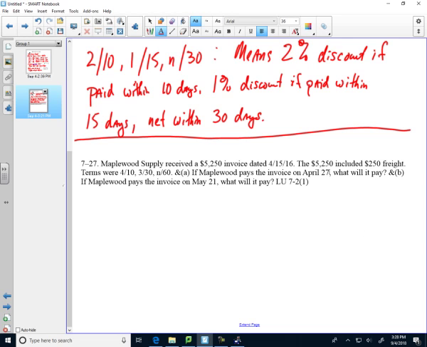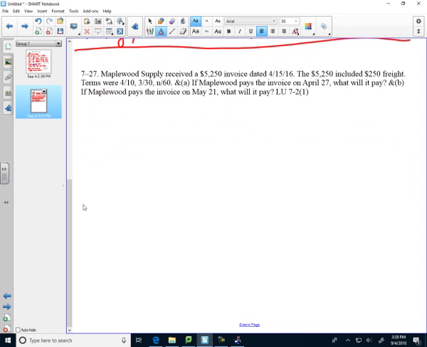All right, so let's work this problem. Maplewood Supply received a $5,250 invoice dated 4/15/16. We have $250 of freight. The terms are 4/10, 3/30, net 60. If Maplewood pays the invoice April 27th, what will it pay? And then B, if we pay on May 21st, what will it pay? Now, this is standard dating.